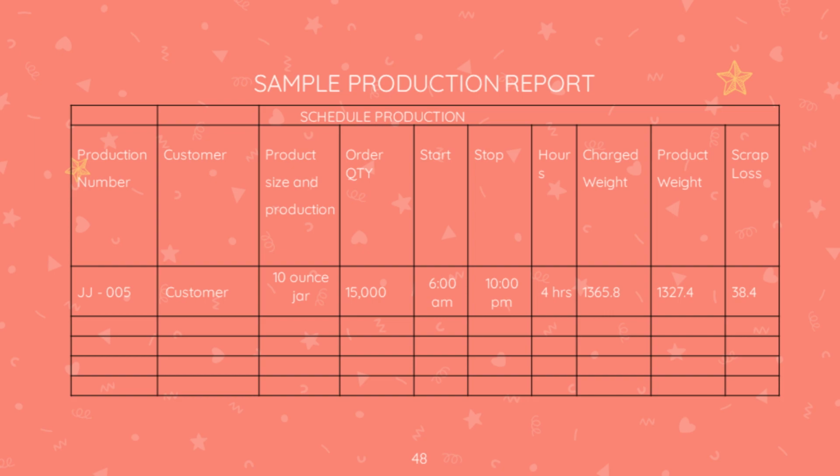The charge weight is 1,365.8 and the product weight would be 1,327.4. So the scrap loss would be 38.4. So in this sample production report, you can tally your resources and your updates from the products.